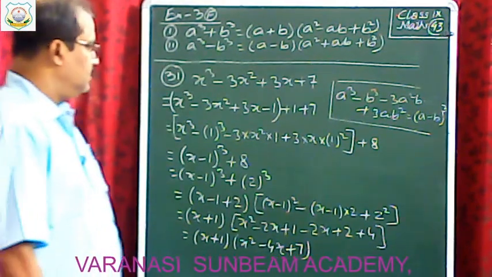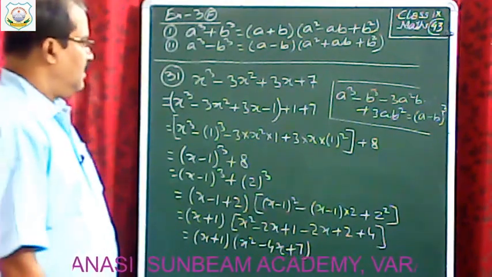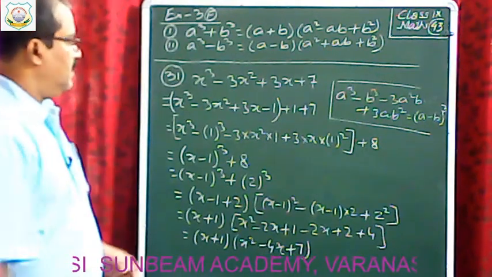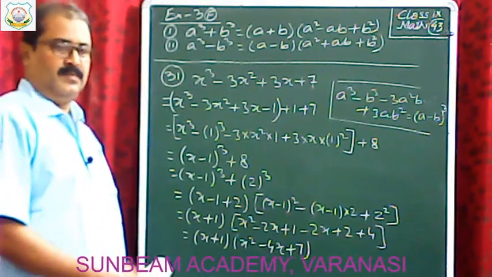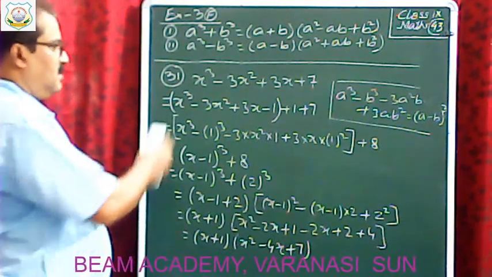Okay, balancing the given polynomial, then you have to get the form of algebraic identity and then you have to proceed. Clear? Now come to the next.